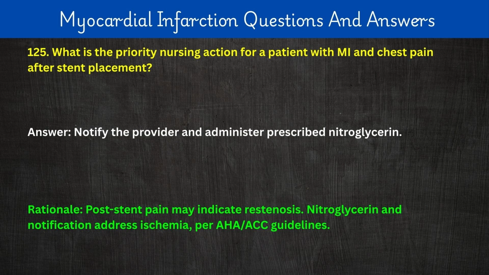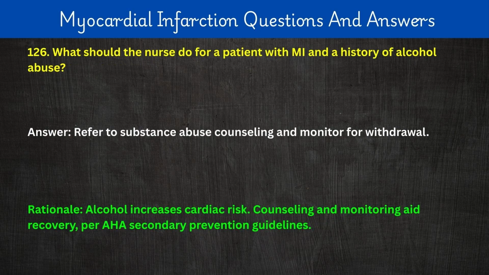125. What is the priority nursing action for a patient with MI and chest pain after stent placement? Answer. Notify the provider and administer prescribed nitroglycerin. Rationale. Post-stent pain may indicate restenosis. Nitroglycerin and notification address ischemia, per AHA/ACC guidelines.